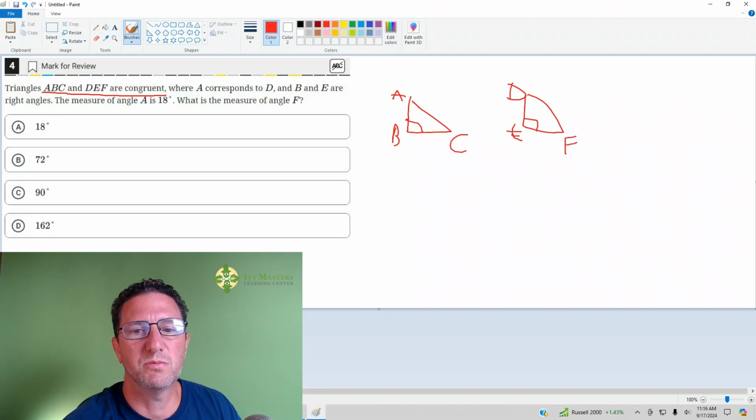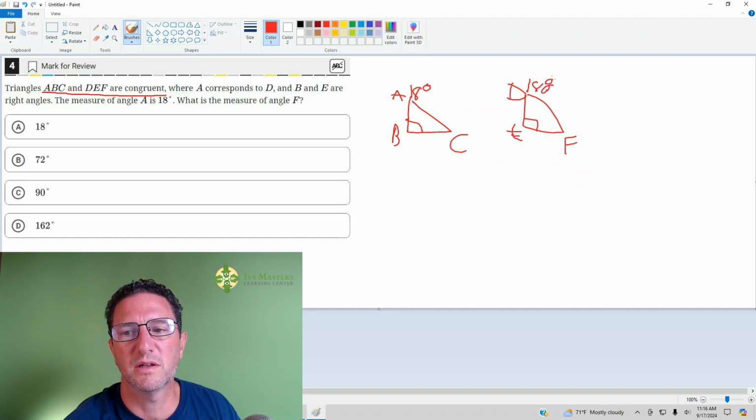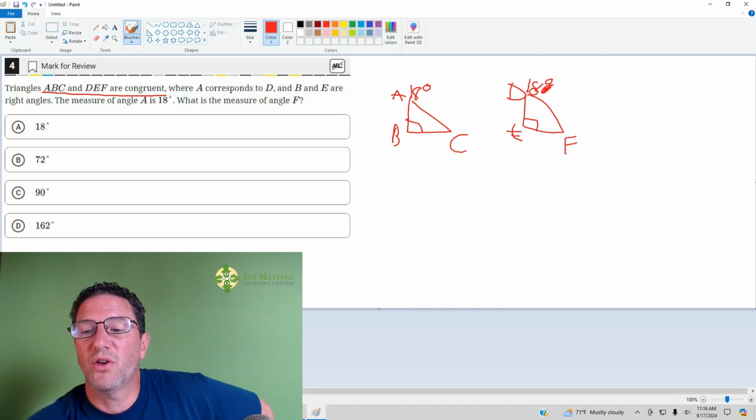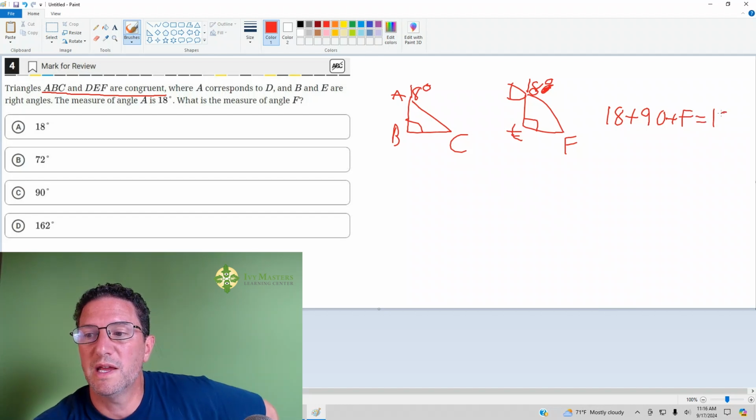So it says the measure of angle A is 18 degrees. Then angle D has to be 18 degrees as well. That's degree sign, 18 degrees. And so, you know, there are 180 degrees in a triangle. So it's 18 plus 90 plus F equals 180.